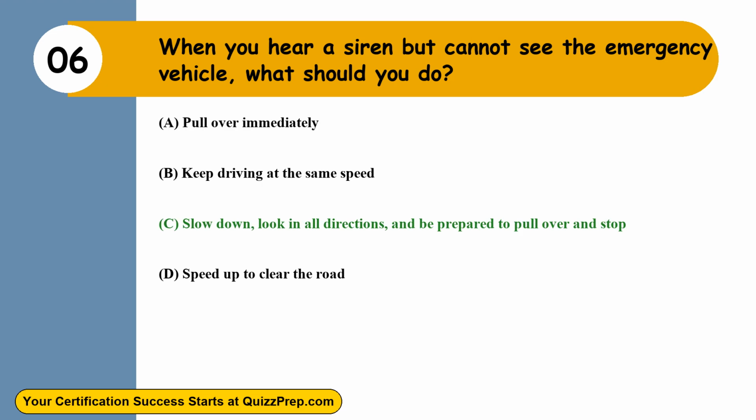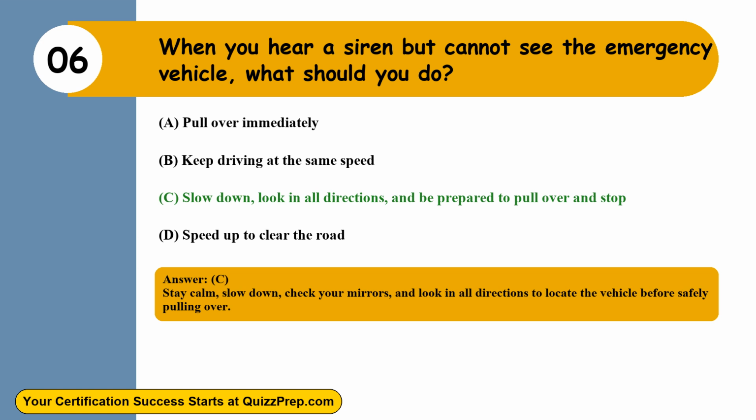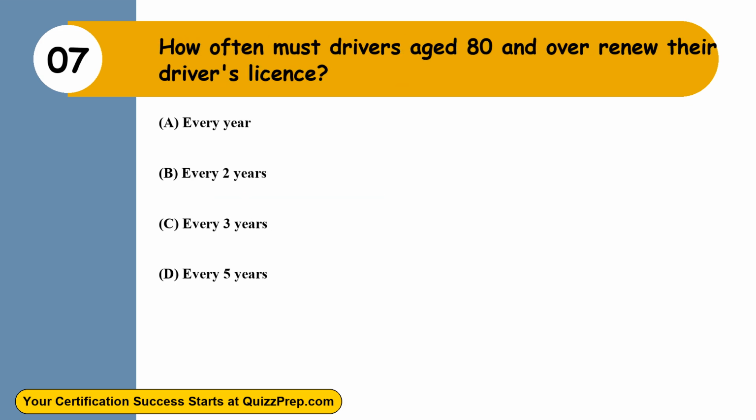Slow down, look in all directions, and be prepared to pull over and stop. Stay calm, slow down, check your mirrors, and look in all directions to locate the vehicle before safely pulling over. Question 7. How often must drivers aged 80 and over renew their driver's license?